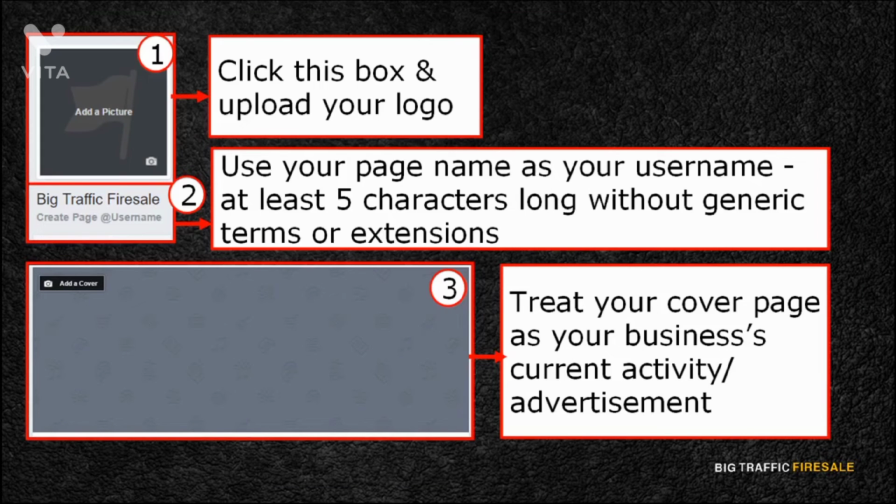Next, treat your picture as your own brand, thus use your business's logo for it. Click this box and upload the photo. Then on the bottom of your page name is an option to create page username. This is one of the effective ways for people to find your page in Facebook search. The best way to do this is just use your page name as your username to ensure a concrete search result. Your username must be at least 5 characters long without generic items or extensions.